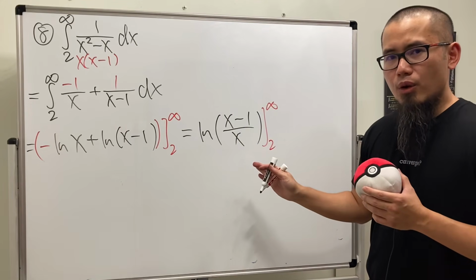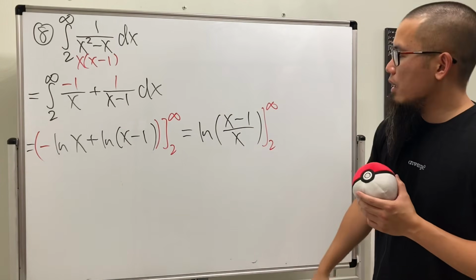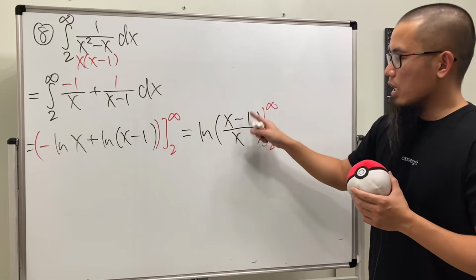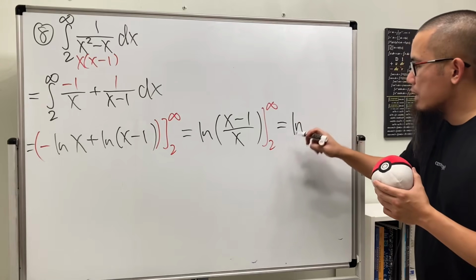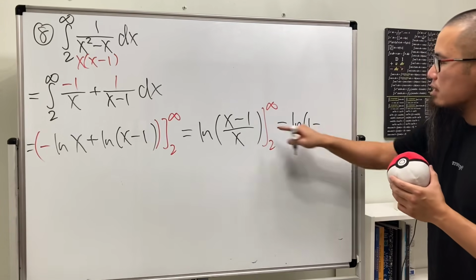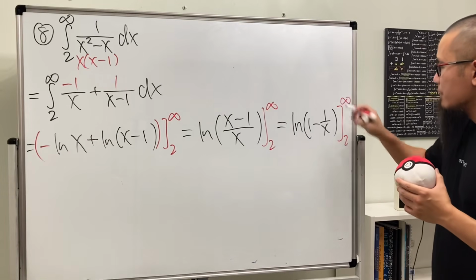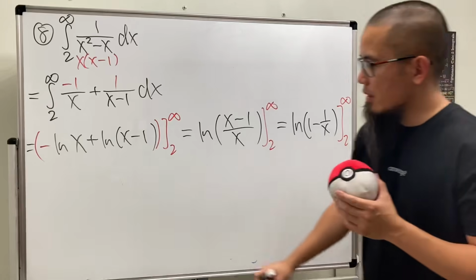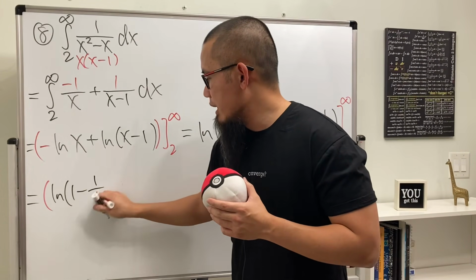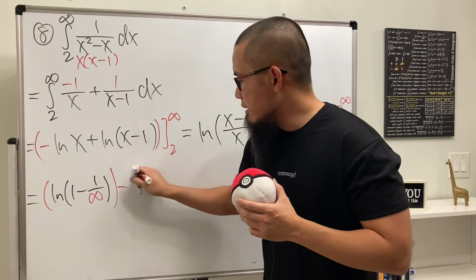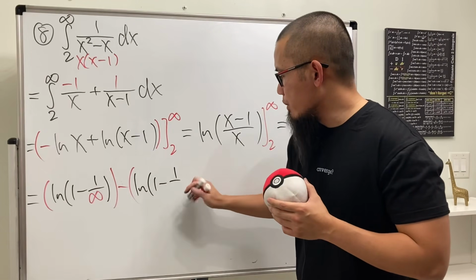But this one is not bad at all. You don't even have to do L'Hopital, even though you are taking a limit when x goes to infinity. Because you see this right here, can we split the fraction? Yeah, so perhaps let me just write this down one more time. It's just ln of 1 minus 1 over x. Very nice, huh? 2 to infinity. Alright, put infinity in here. That's the first part. So we get ln of 1 minus 1 over infinity. And then minus, we put 2 in here. So we get ln of 1 minus 1 over 2.